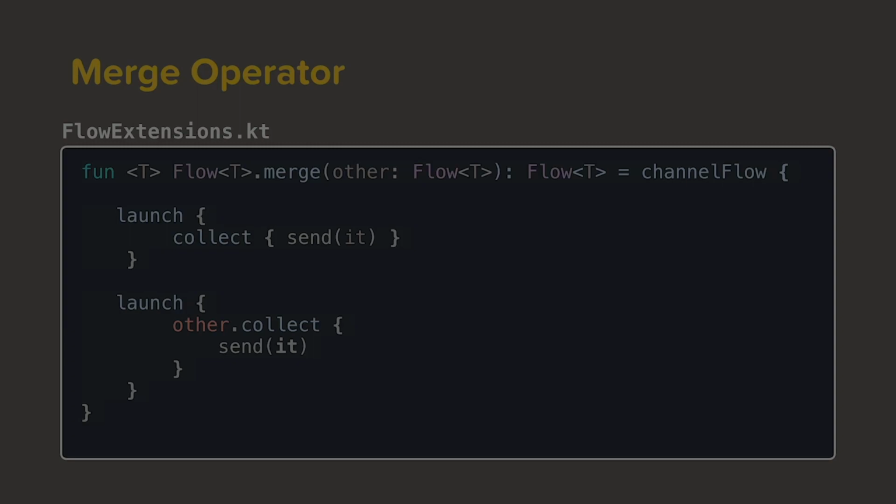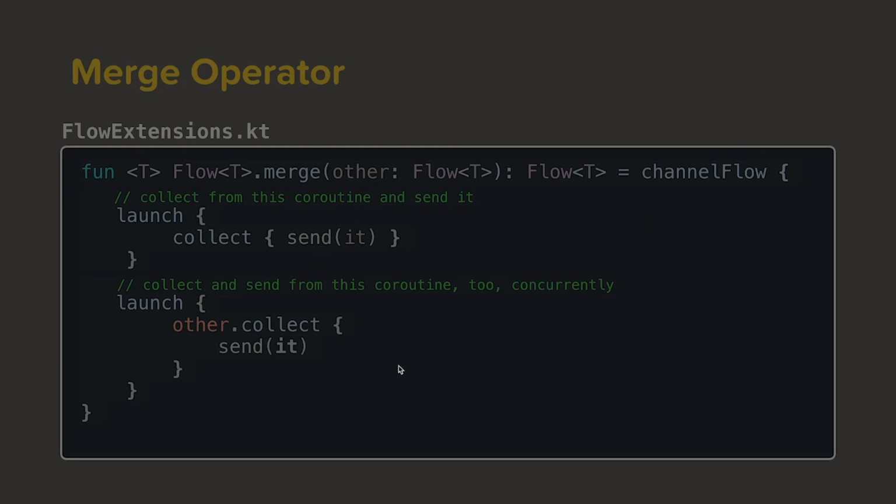So this is a basic implementation of the merge operator. We have created an extension function over this flow, and we take another flow. We want to merge these flows into one and return this merged flow. So this takes in a channel flow. We'll come back to channel flow, but just know for now that we're using a coroutine flow builder and creating this flow. What we do is launch two coroutines simultaneously, and we collect from the current flow and we collect from the other flow, and send all these values into this channel flow.